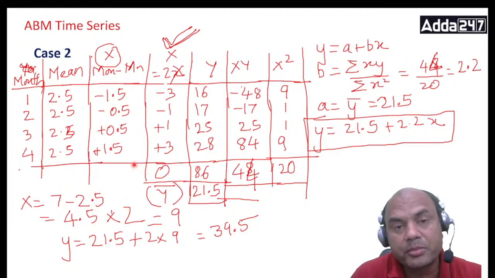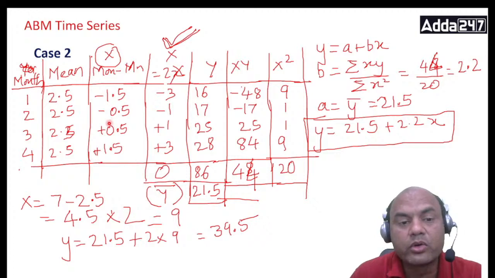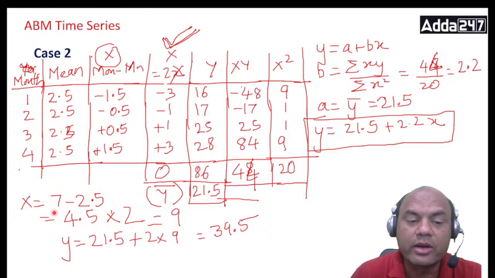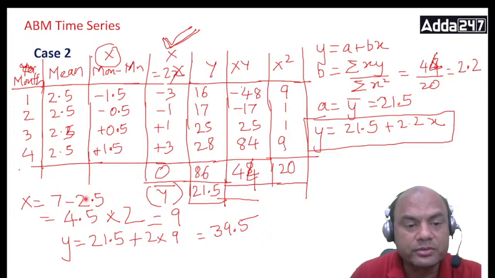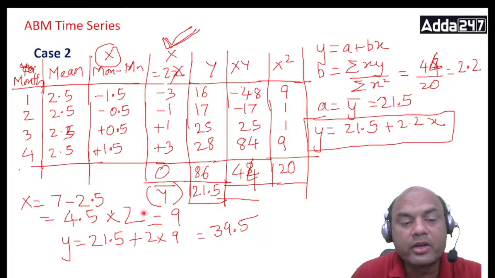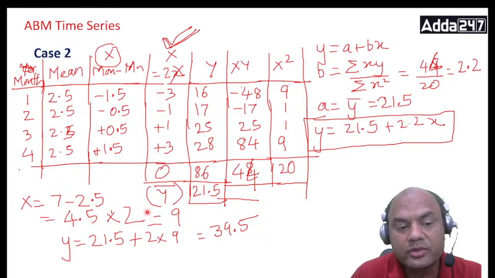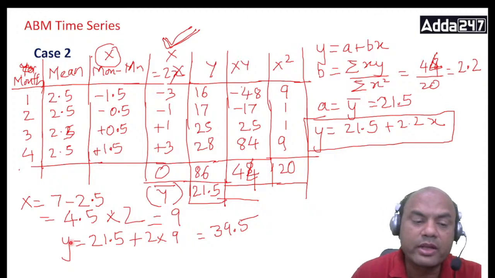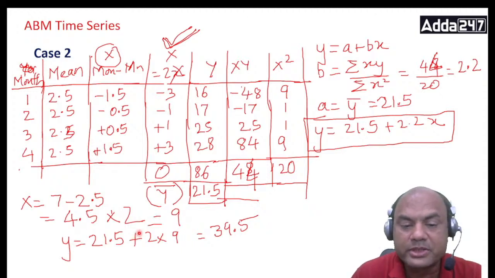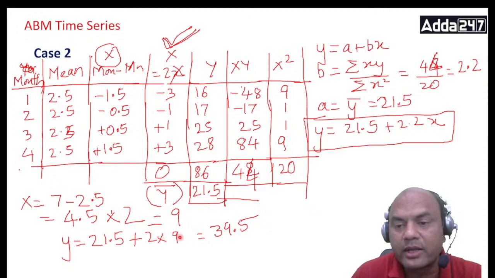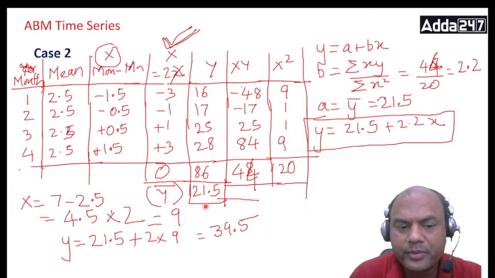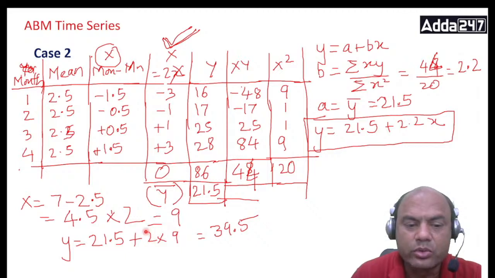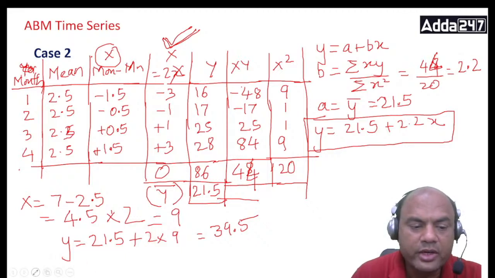Even in the earlier problem, I told you the same: whatever you do to others, do it for the required number also. So 4.5 into 2, 9, you got it. So x is 9. So put the value: y equals 21.5 plus 2.2 into 9. It is 2.2, not 2. See this, this is not 2, this is 2.2.